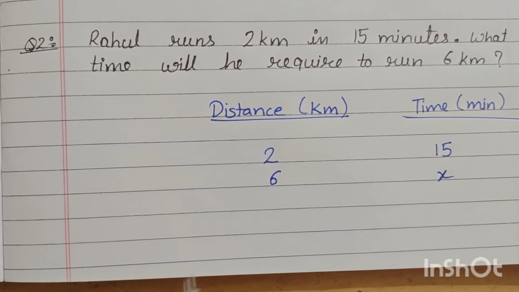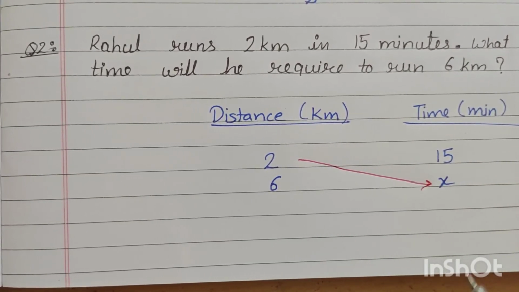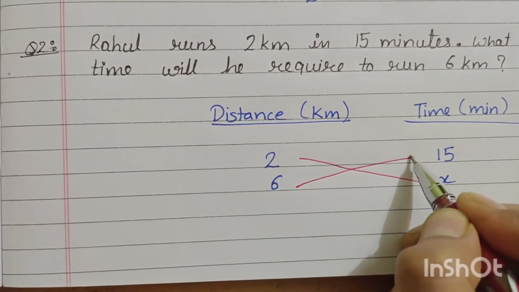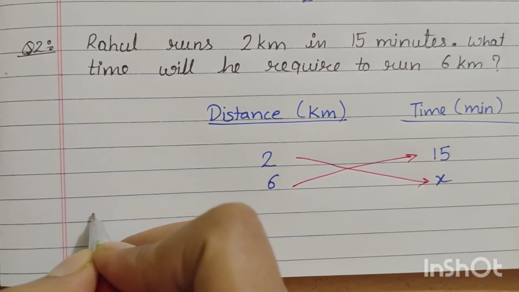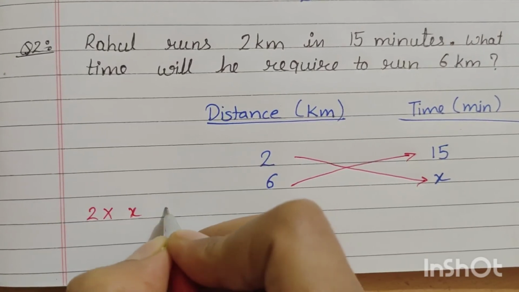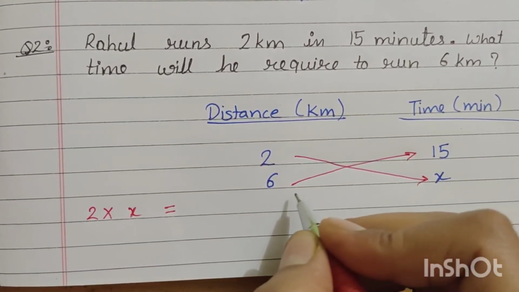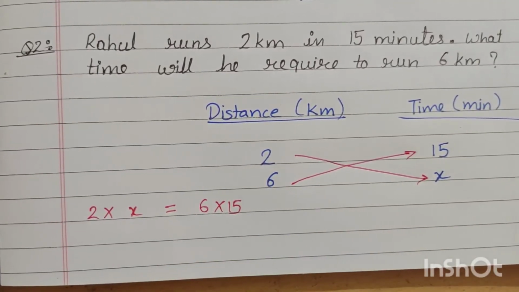नाउ वी विल डू अ क्रॉस मल्टीप्लीकेशन, दैट इज 2 is multiplied by x and this 6 is multiplied by 15. ओके, तो पहले हम फर्स्ट नंबर ये वाला लिखेंगे, that is 2 multiplied by x, then put equal to, and then 6 multiplied by 15 like this.